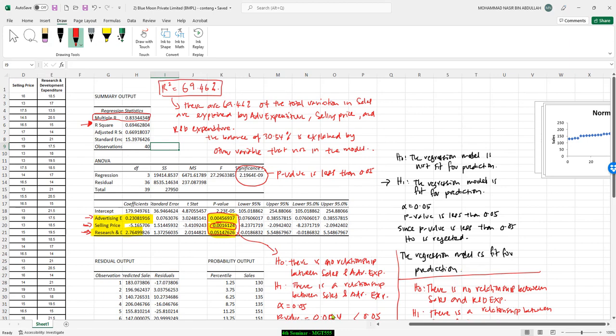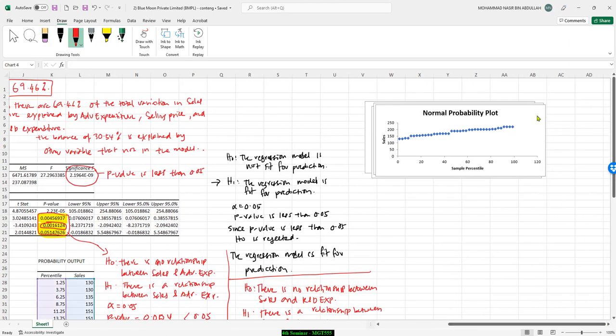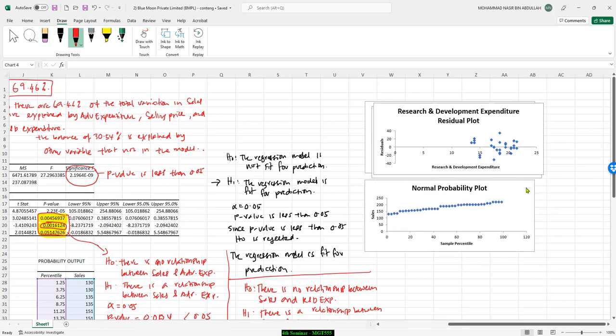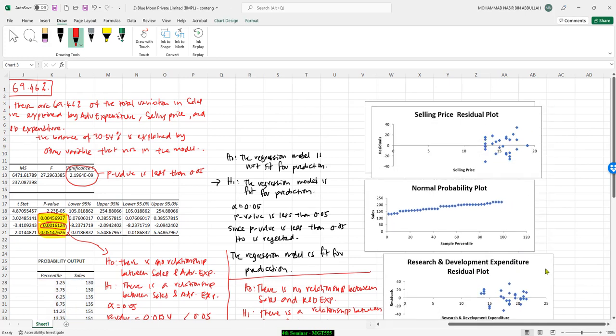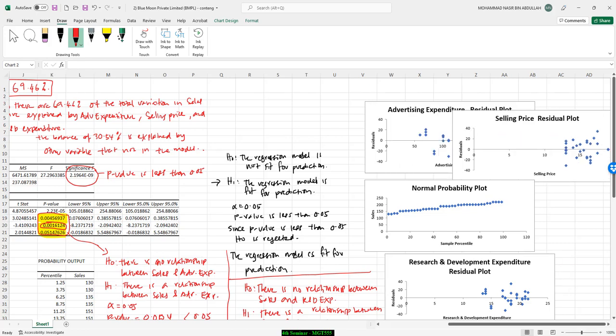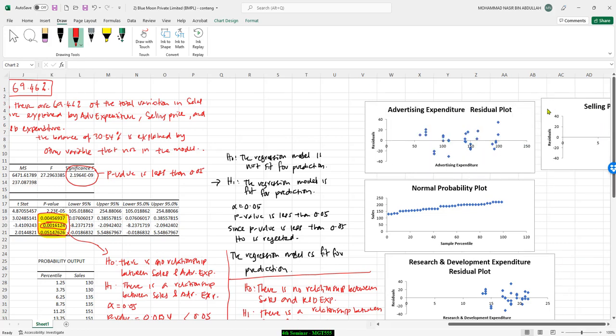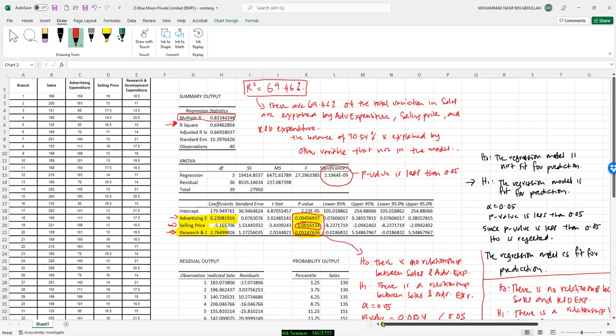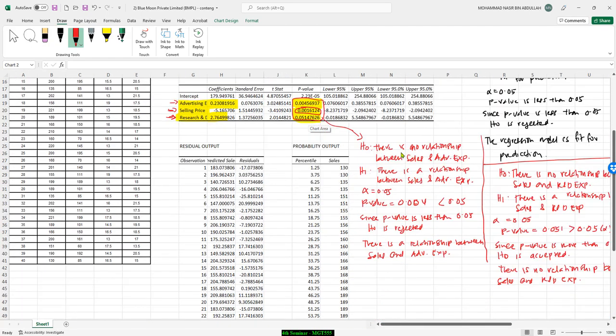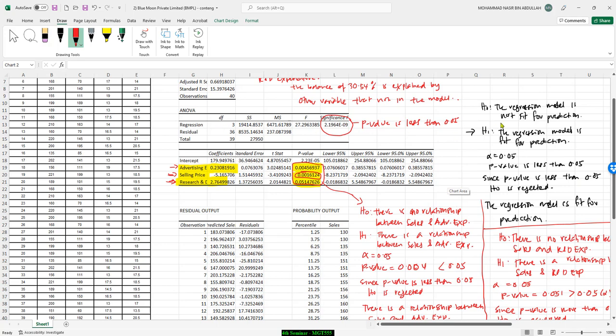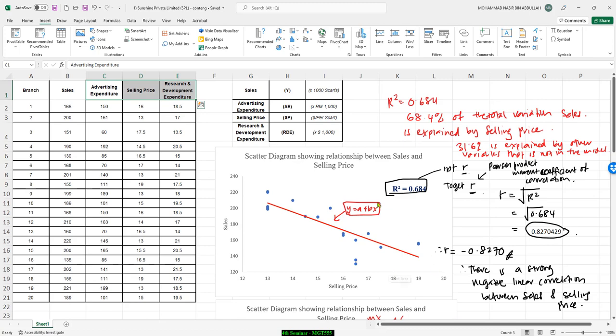So dekat sini dia ada beberapa assumption, right? But we are going to dismiss the assumption for now, because I think it's too advanced. Just focus on how to interpret the coefficient of determination and how to construct a hypothesis testing for each of the variables and hypothesis testing for one-way ANOVA. Right? Same goes to simple linear regression.